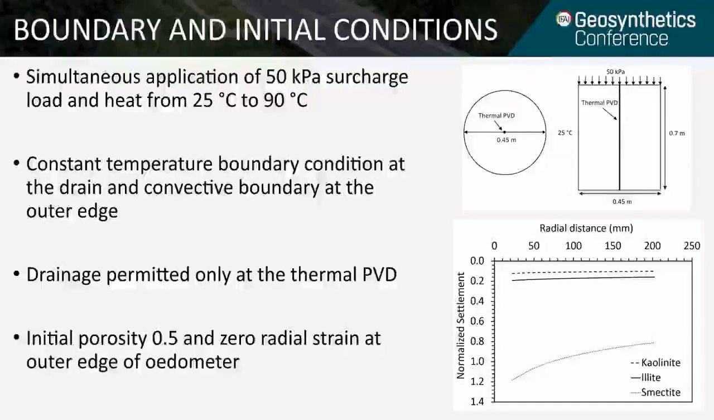The initial porosity of the clay layer was 0.5 and radial strain at the outer edge was considered to be 0. The figure at the bottom shows a typical settlement profile along the radius. This can be expected to vary because of the non-uniform temperature profile along the radius. The results presented in the following sections will be at a midpoint along the radius, representative of an average value.